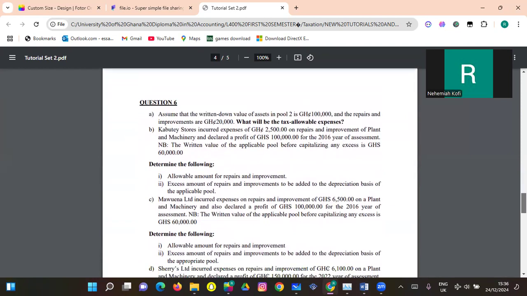If not, I've solved everything already and I'm just explaining. So question 6A: assume that the written down value of assets in pool 2 is 100,000 Ghana cedis and repairs and improvements are 20,000. What will be the tax allowable expense? Remember, according to the Act, repairs and improvements should not be more than 5% of the written down value. So even though the repairs and improvements is 20,000, the allowable one is only going to be 5% of this 100,000, right? Let's check it out.